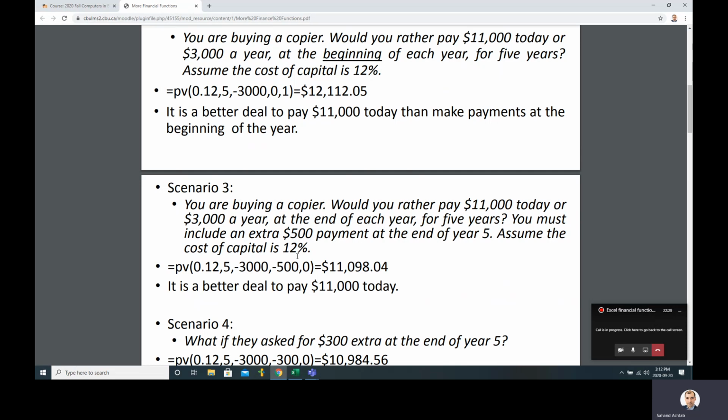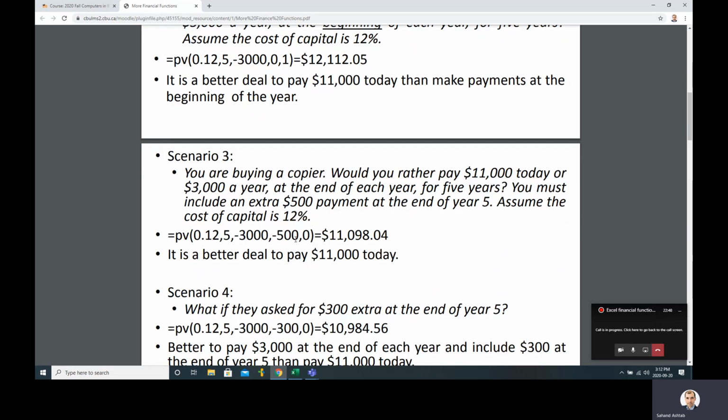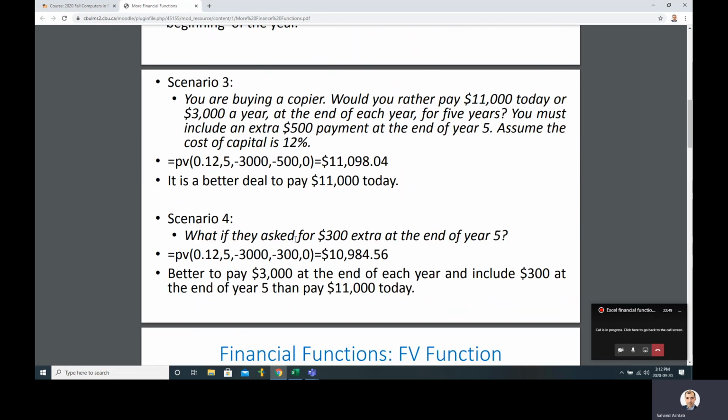Yes. But it should not affect your decision until you come and use finance formulas, because these formulas are capturing basically these conditions. So in this example, which was scenario 3, you had to pay $500 at the end of the 5th payment. Turned out that it's not a good option. Now, I think now you know where these scenarios are going.